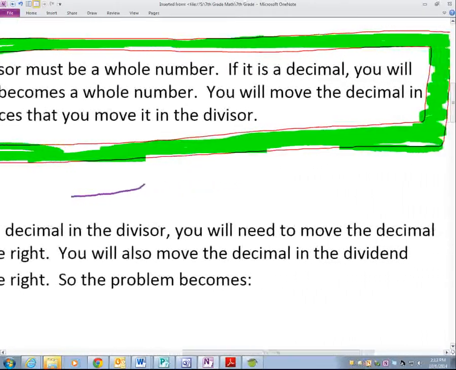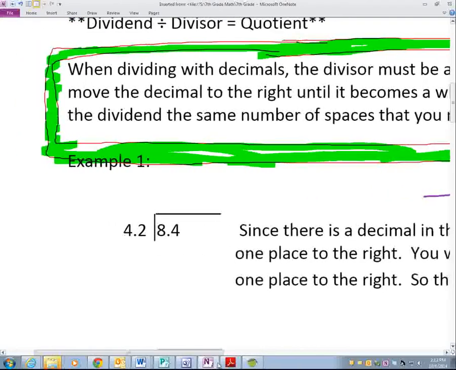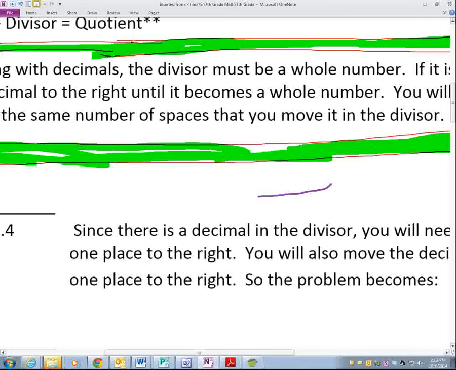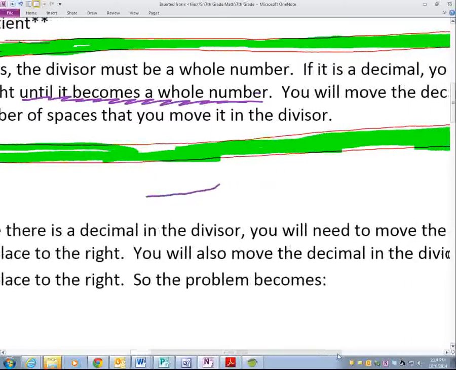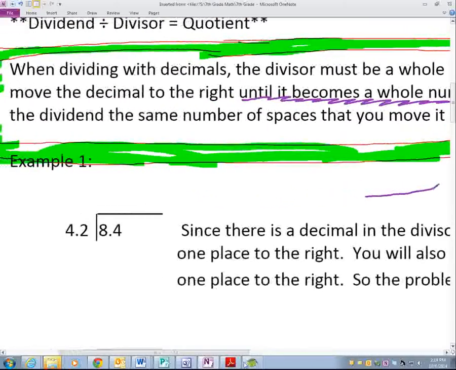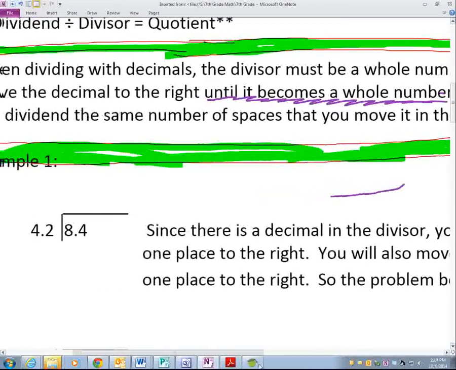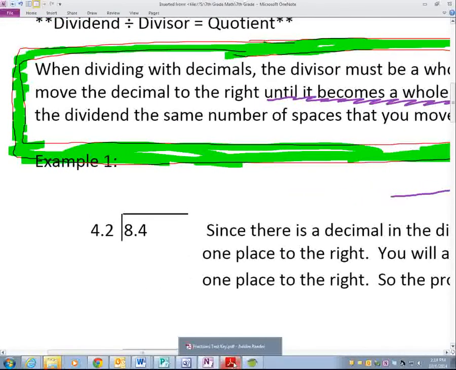If it's a decimal, you will move the decimal to the right until it becomes a whole number. I underlined that one because that's a major point of a major point. You will move the decimal in the dividend the same number of spaces that you move it in the divisor. This is unique to dividing decimals. Okay?